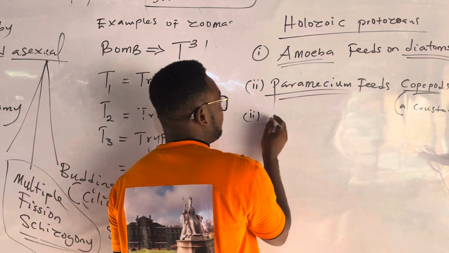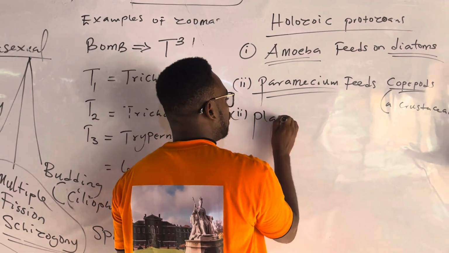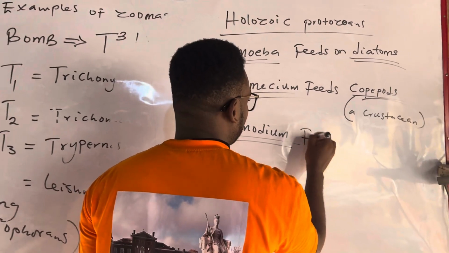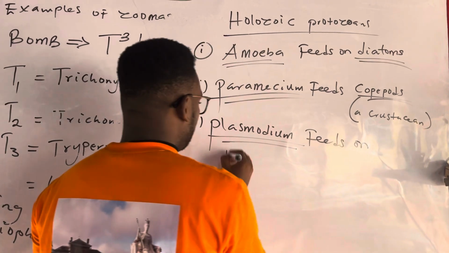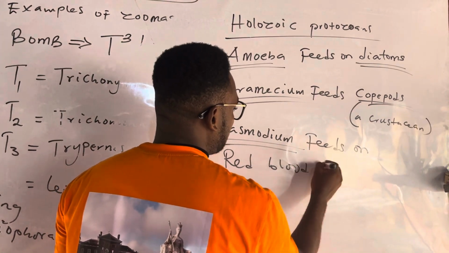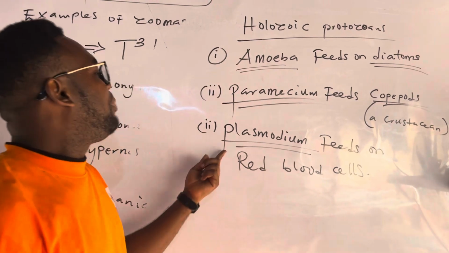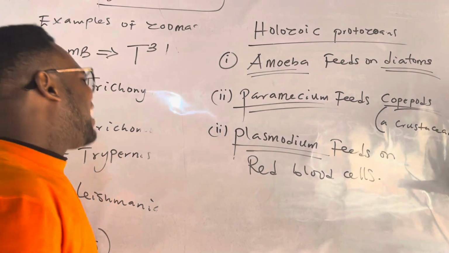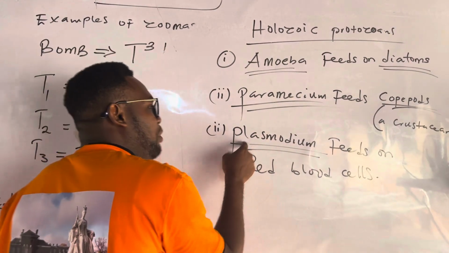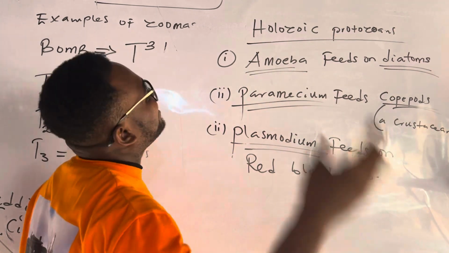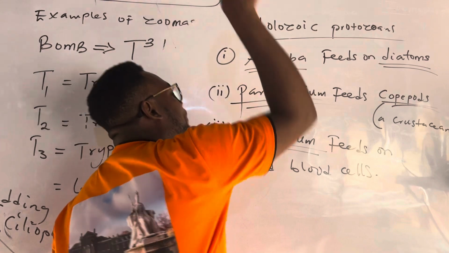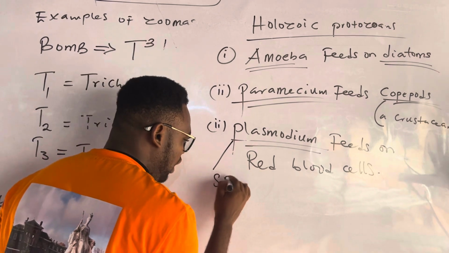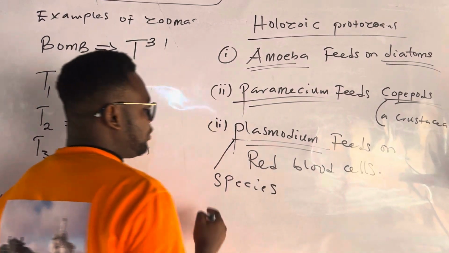Up next, which is number 3, which will be the last. Now we have Plasmodium. Good. What does Plasmodium feed on? Of course, Plasmodium feeds on red blood cells. Of course, it is a holozoic protozoan. It is important I say that Plasmodium is also a parasitic protozoan, at the same time a holozoic protozoan. Before I end this video, it is important I tell you different species of Plasmodium we have.